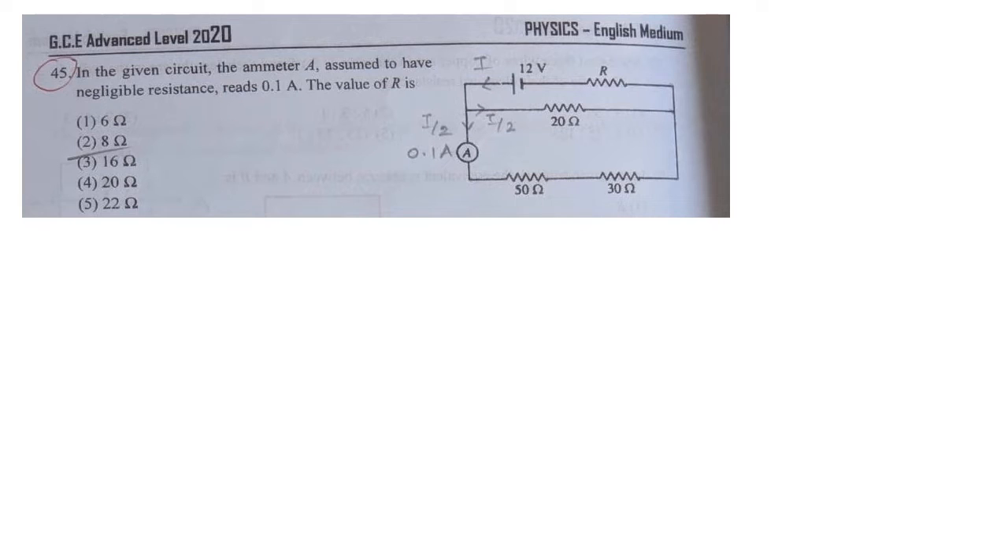In the given circuit, the emitter, assumed to have negligible resistance, reads 0.1 ampere. The value of R is? Okay, now how can we get the answer to this problem? The only information given is that the current through the emitter is 0.1 ampere, and here we have 50 ohm and 30 ohm, which is altogether 80 ohm.